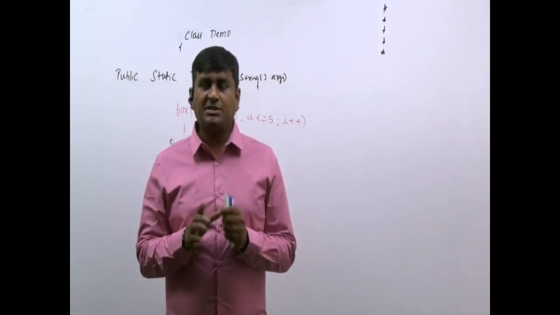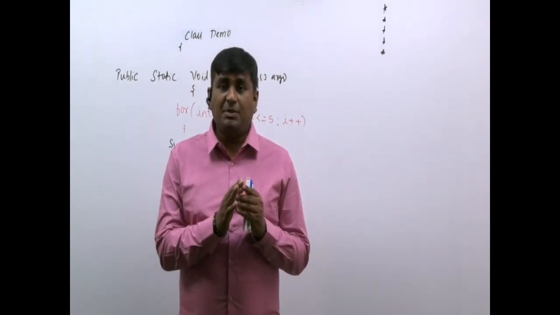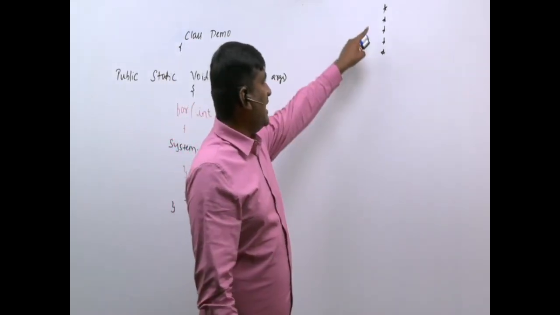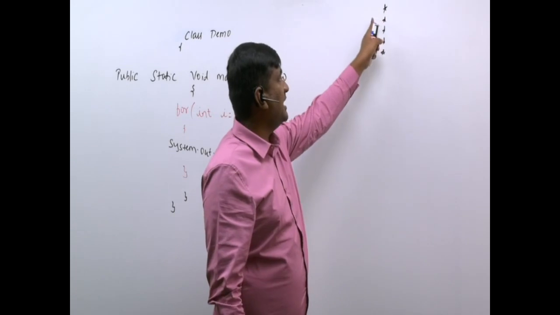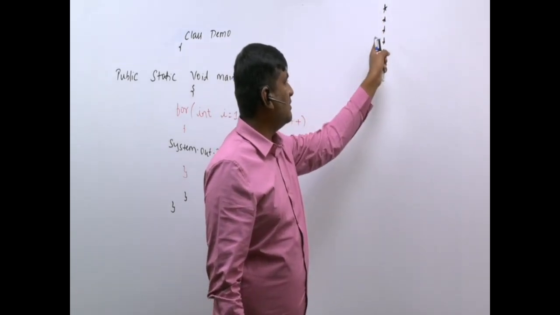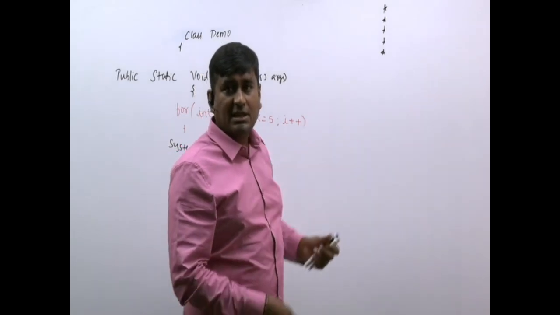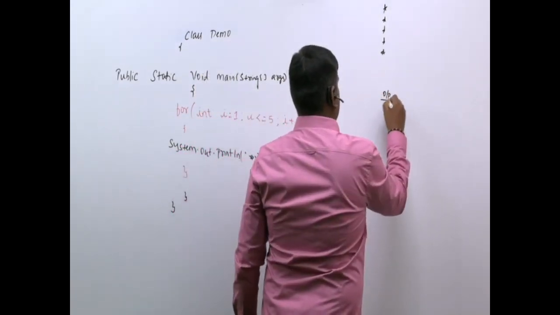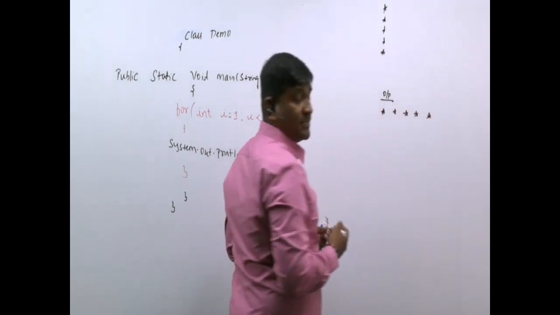Now, my next requirement is to display 5 stars, but all the 5 stars should be there in the same row. In the previous program, I displayed 5 stars, but all the 5 stars were in a different row. See here, this is one row, this is one row, this is one row, this is one row, this is one row. In different rows, I have displayed star. But in this program, my output should be like this. 5 stars I should display, but all the 5 stars should be there in the same row.